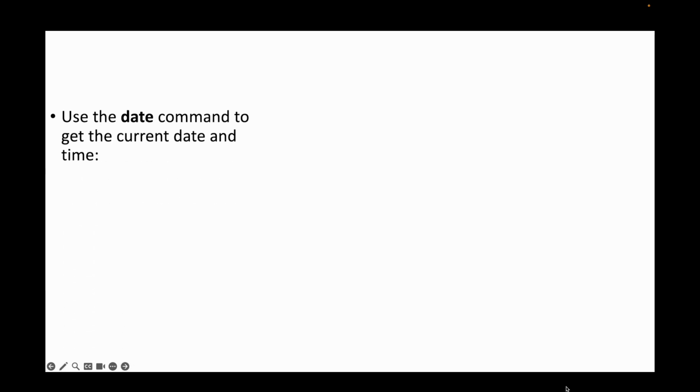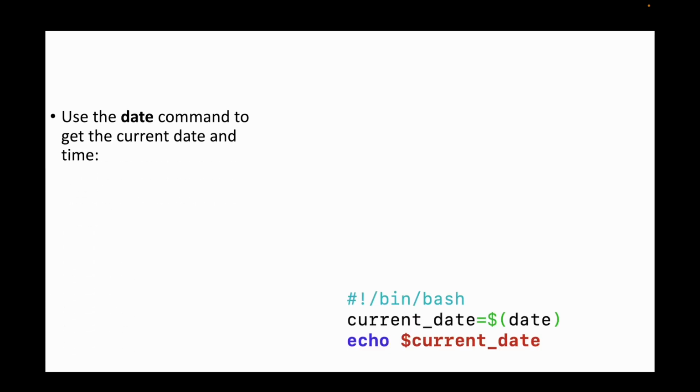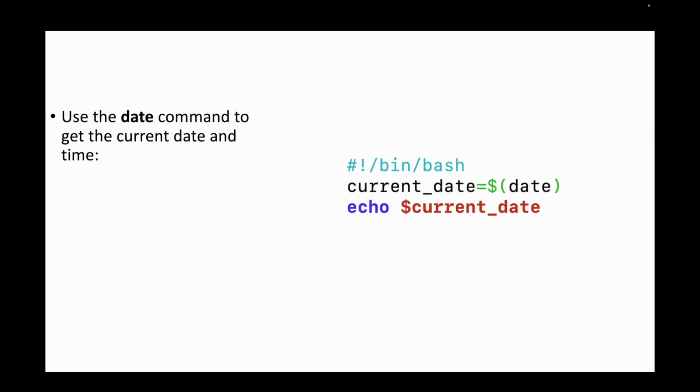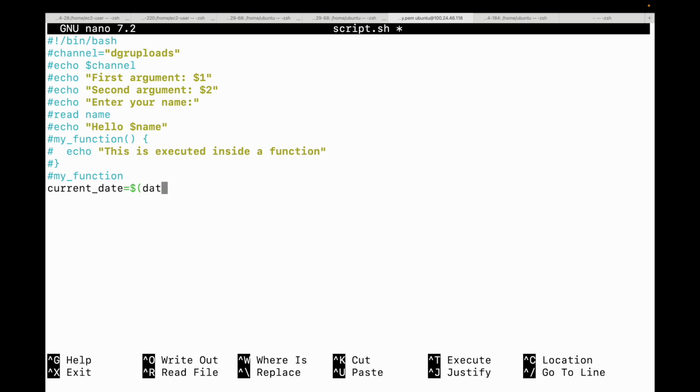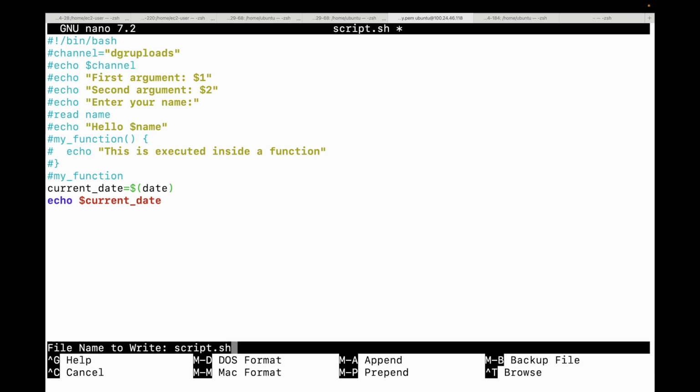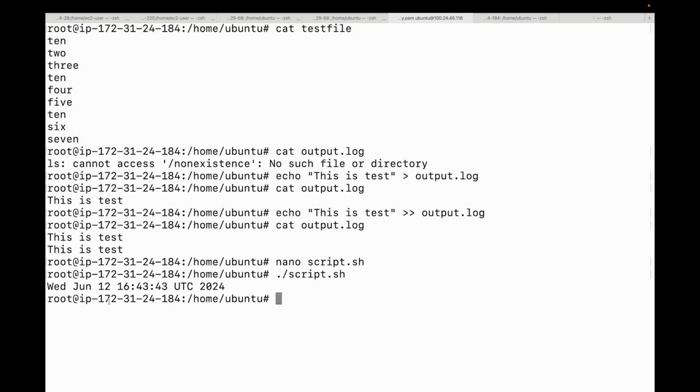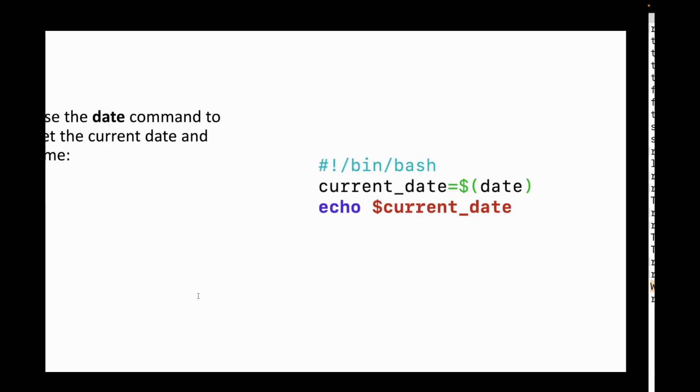So for this, we have a date command, a built-in command that we can use to get the current date and time of the system, and we can use this within the script. So let's say we will go to the script here, and we can say current date equals to, we'll use the date command, which is your built-in command, and then we can display the value over here. So when I execute this, it will display the current date and time of the system for us.